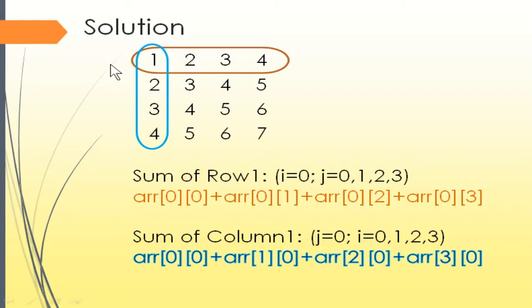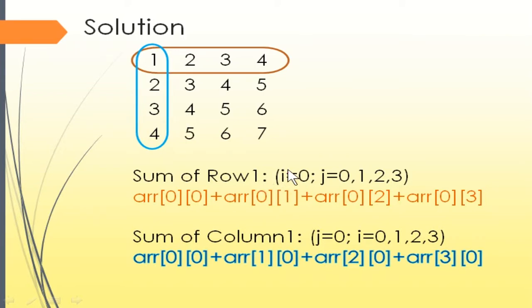Since it is storing as well as reading row by row, it is very simple logic. You can read it row by row and immediately add it. So it will be like arr[0][0] plus arr[0][1] plus arr[0][2] plus arr[0][3]. That means all the elements of the first row are added and then stored into a variable. Then you have to go to the next row.